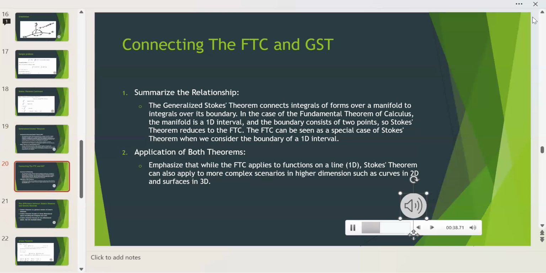Second is the application of both theorems. I will emphasize to the students that while the FTC applies to functions on a line, one-dimensional, Stokes' theorem can also apply to more complex scenarios and higher dimensions, such as curves in 2D and surfaces in 3D.